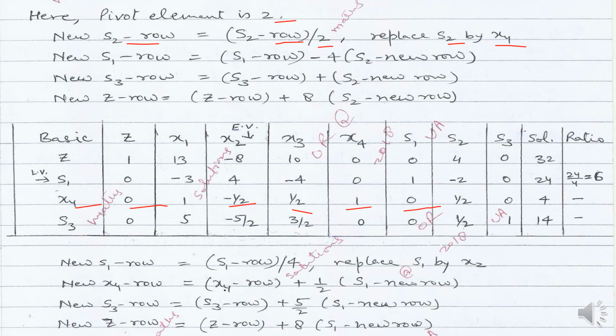With the new S2 row, we will obtain new S1 row, new S3 row, and new Z row. We will obtain them by using these formulas which are here. So let's see how we got this 13 and minus 8. We will do it for these two, and in a similar manner we can do all the elements.